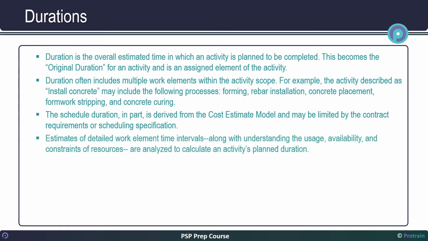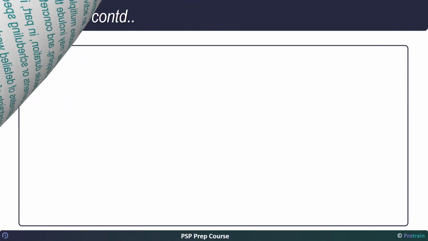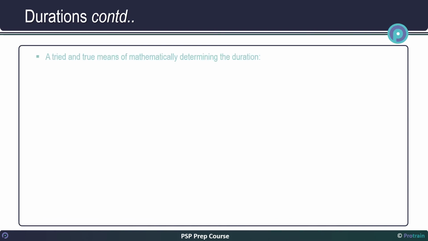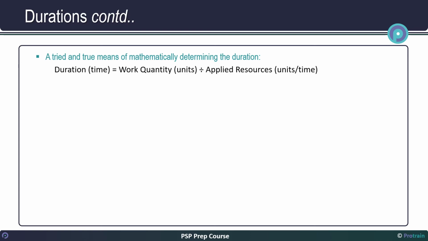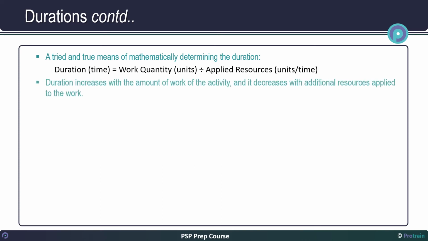Estimates of detailed work element time intervals, along with understanding the usage, availability, and constraints of resources, are analyzed to calculate an activity's planned duration. A tried and true means of mathematically determining the duration: duration (time) equals work quantity (units) divided by applied resources (units per time). Duration increases with the amount of work of the activity, and it decreases with additional resources applied to the work.